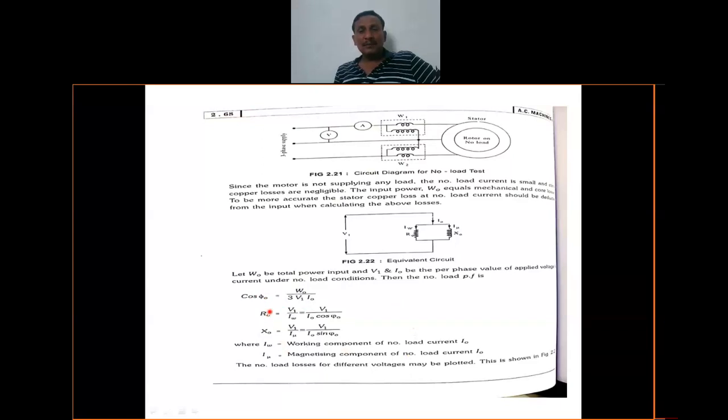Another no load parameter is R naught, which is V1 by IW, where IW is equal to I naught cos phi naught. What is I naught? It is the no load ammeter reading, the no load current. So IW is equal to I naught cos phi naught. Similarly, X naught is V1 by I mu, where I mu is the magnetizing current, also written as Im. I mu is equal to I naught sin phi naught.